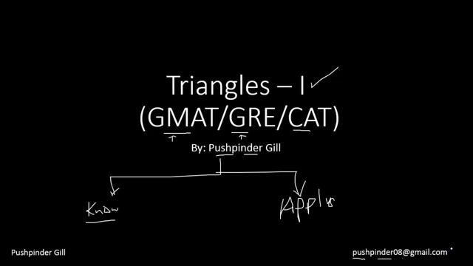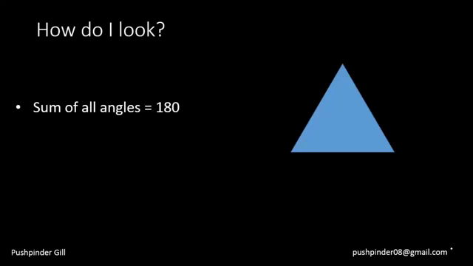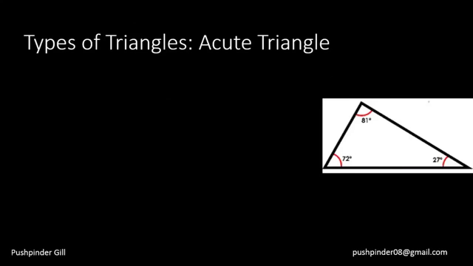So let's start with the most basic property: the sum of angles in a triangle is 180 degrees, and it's a polygon with 3 sides. I'll be giving you a polygon video as well, wherein we'll be discussing polygons. So the sum of all angles in a triangle is 180. This plus this plus this is always 180 degrees. Now let's talk about some different types of triangles.